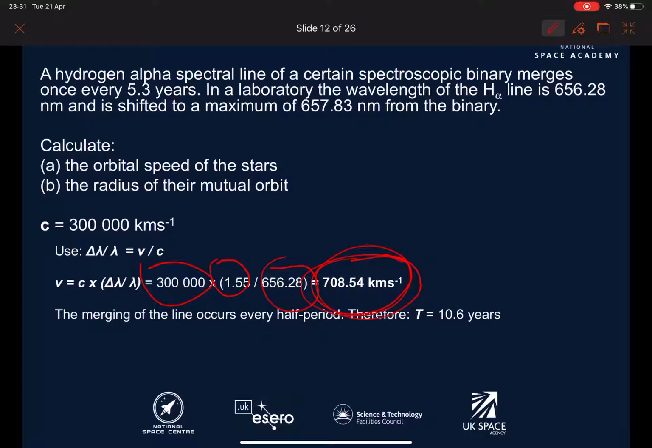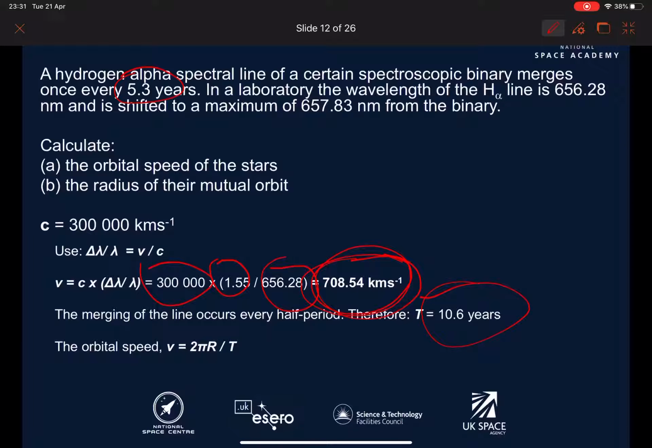Now the merging of the line occurs every half period. Think about it, one star goes behind the other every half a complete rotation, doesn't it? So that means that the time period is actually double the 5.3 up here.